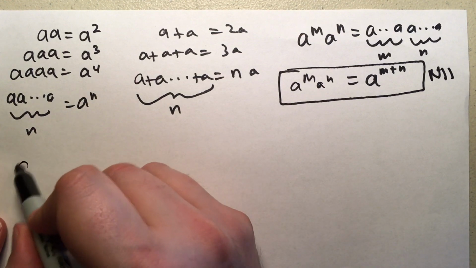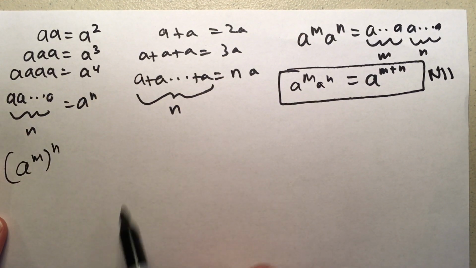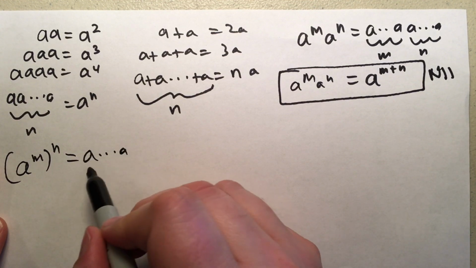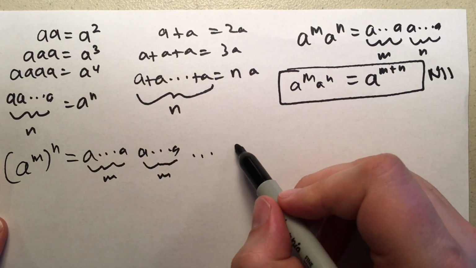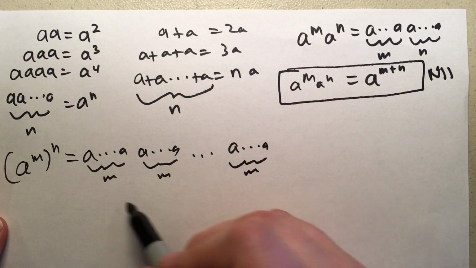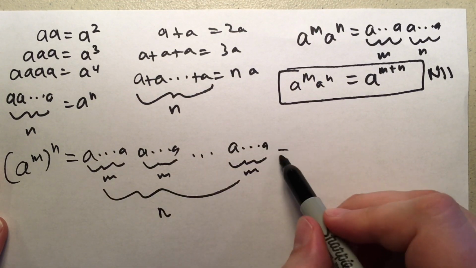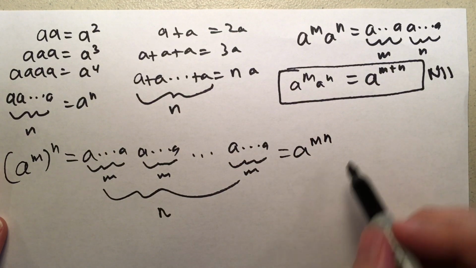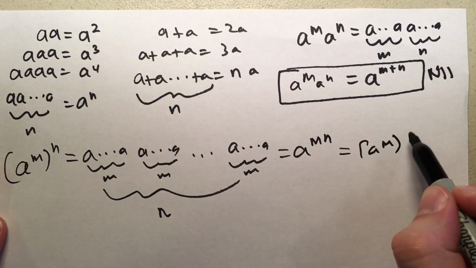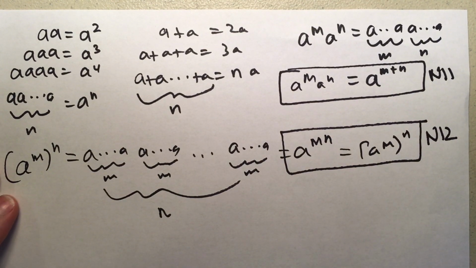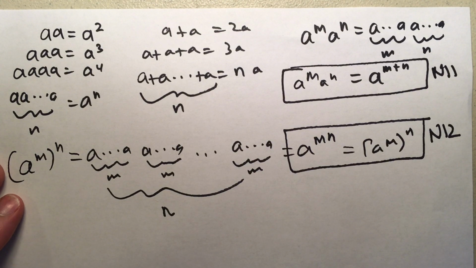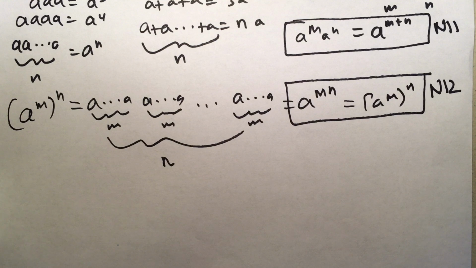What if you have a to the m, to the nth power? Well, that's basically a times a, m times, a times a, m times, and you're doing that n times. So that's a to the mn. That's N12, I believe. Yes. Memorize that. Let's keep going. No, let's not. Let's stop there. Let's do some examples, and then we'll get into binomials.